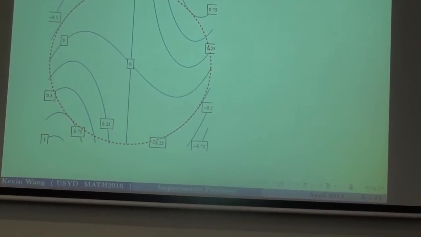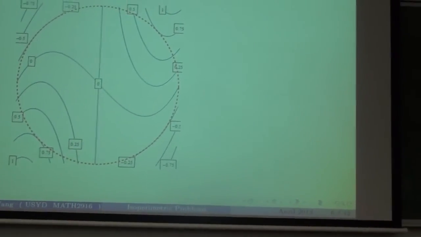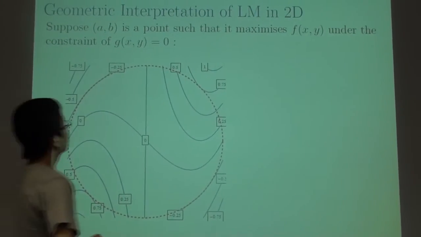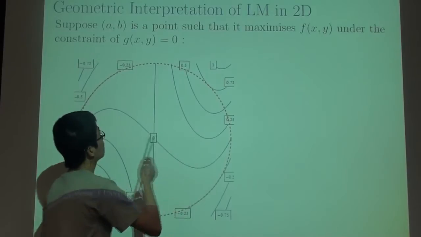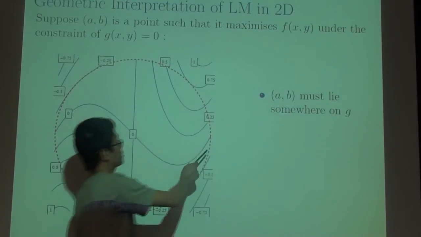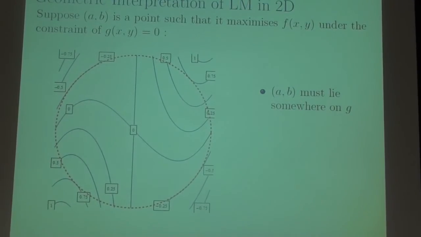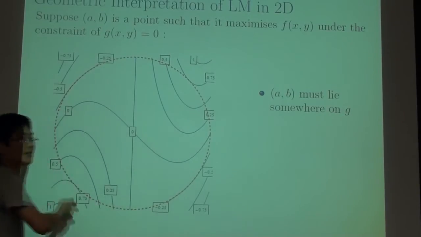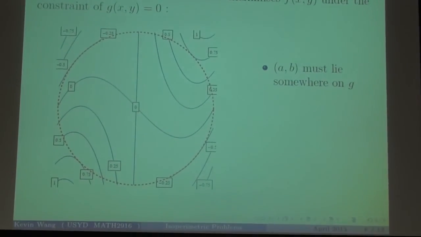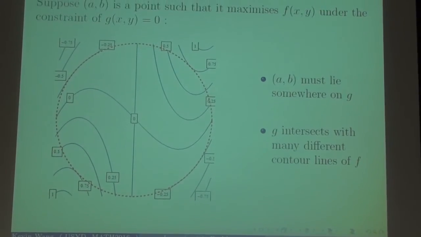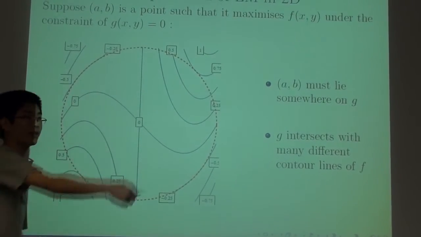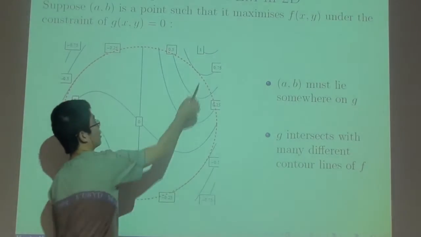Now, let's suppose there's actually a maximum point. We only consider a maximum point for now. If there's a maximum point, then we can make the first observation, which is really obvious: that point must lie somewhere on g, because you must satisfy g. So on the contour plot, it must lie somewhere on the red line, your constraint. Our second observation is also obvious, just by looking at it: g intersects many different contour lines of f. There's one, and there's one, and there's one.